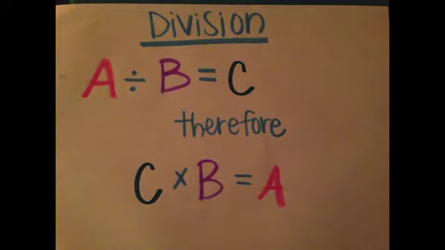The rule for division is as follows. A divided by B equals C. Therefore, C times B equals A. Using this rule, you can check your work and see why exactly we need a remainder when doing long division.